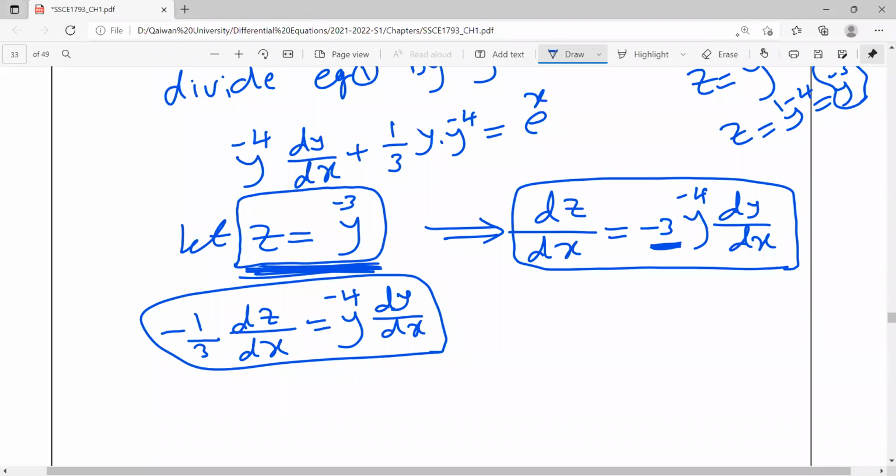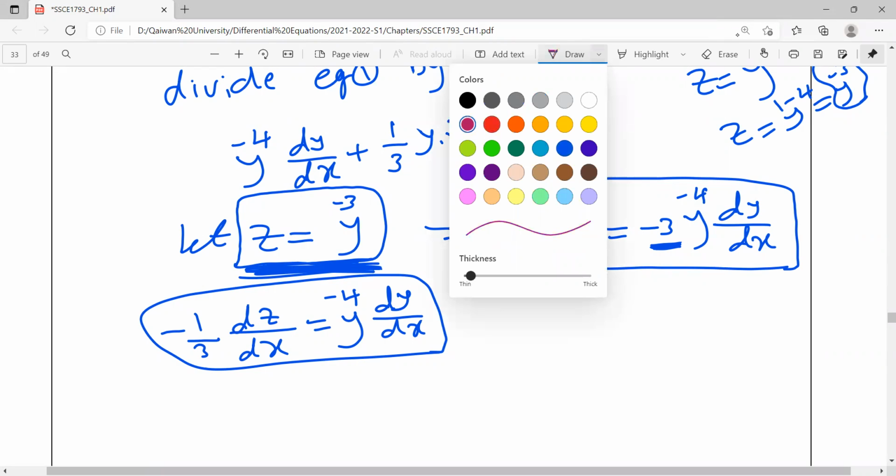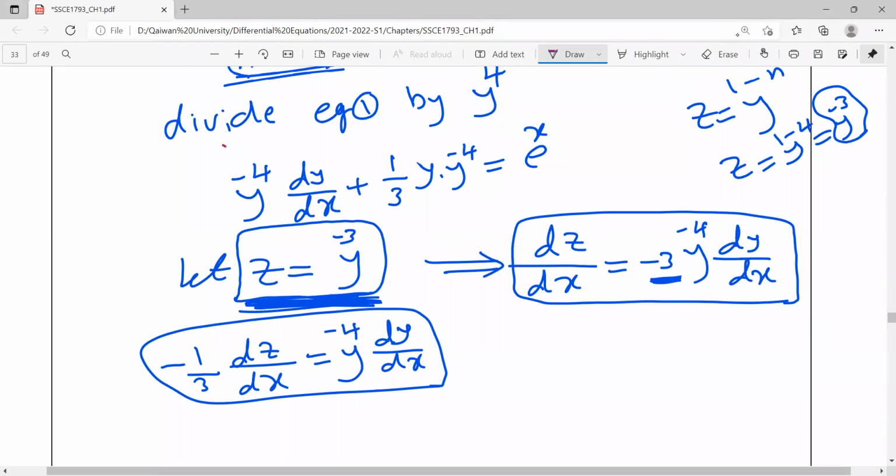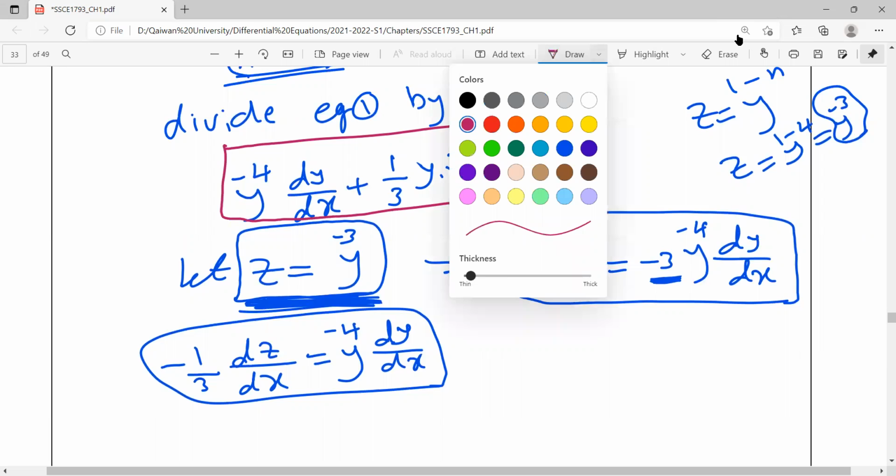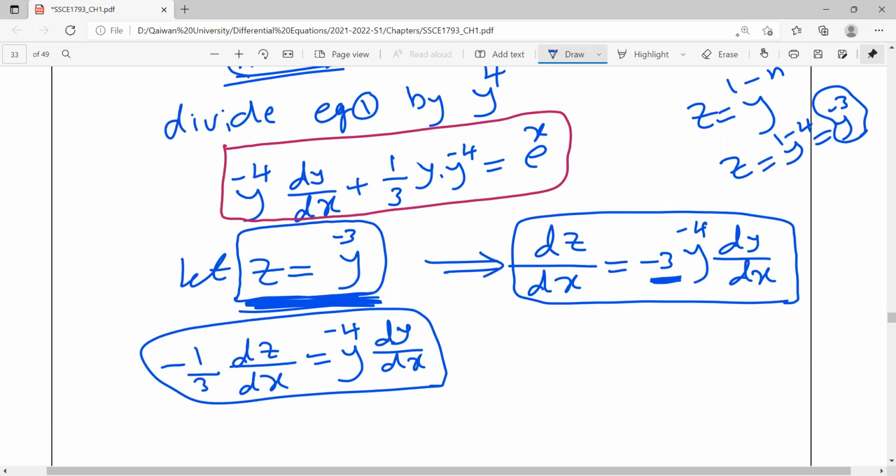Here we said z is y to the power negative 3 and minus 1/3 dz by dx equals y to the power minus 4 dy by dx. Let's do this substitution. In the first step, we divide both sides by y to the power n. After dividing both sides by y to the power n, we got this equation. And here, let me simplify this more. This one, it's y times y to the power negative 4 is y to the power negative 3, is it?